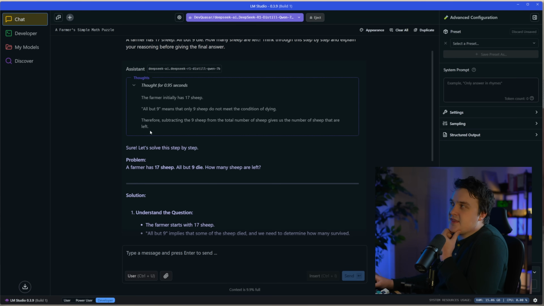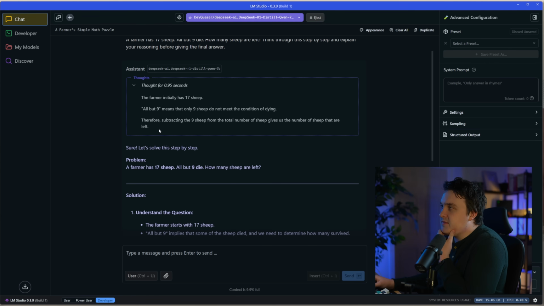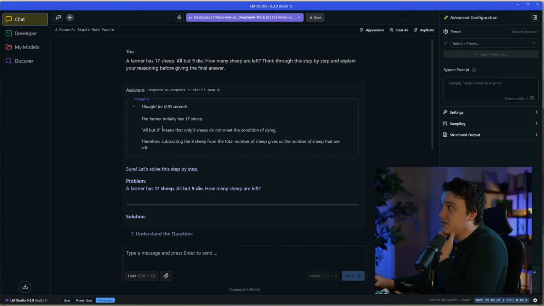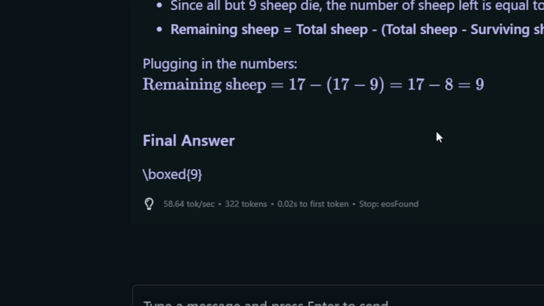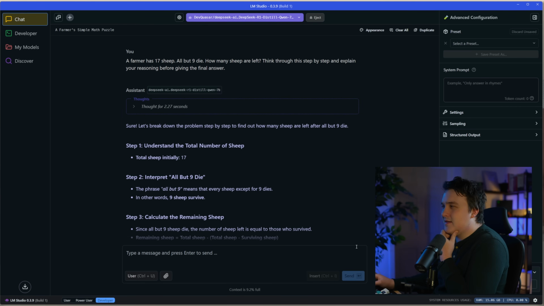Funny how the thought process is getting it wrong. "Therefore, subtracting the 9 sheep from the total number of sheep gives us the number of sheep that are left," but that's just not true. So I'm just gonna regenerate. So again, it does get it right. I don't know what these numbers mean exactly because it doesn't seem to be 100% correct.